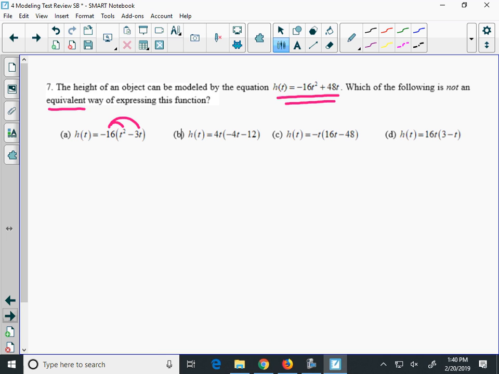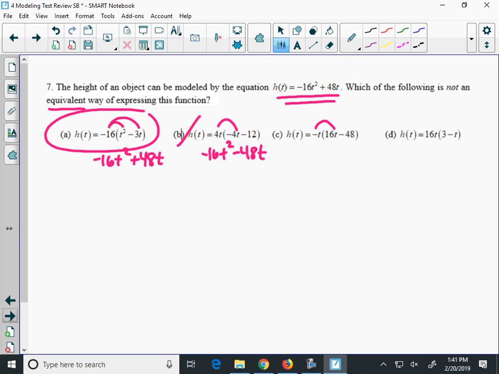So if I distribute here, I'll get negative 16t squared, and negative 16 times negative 3 is positive 48t, which actually, oh no, it doesn't match what I started with. Yes, it does. All right, I think that's the answer actually. Whereas if I did B here, I'd have negative 16t squared, 4 times negative 12 is minus 48t. That's not the correct answer.